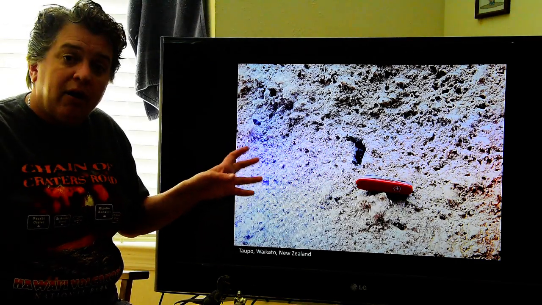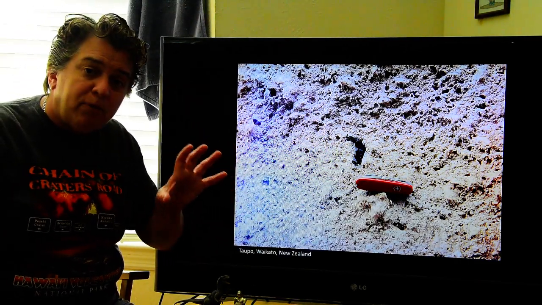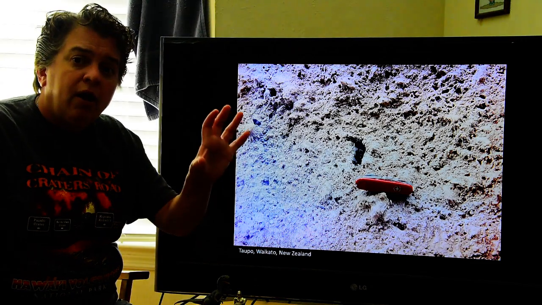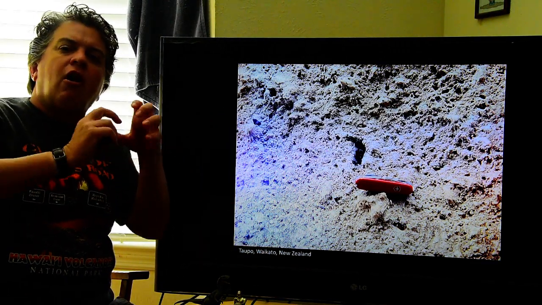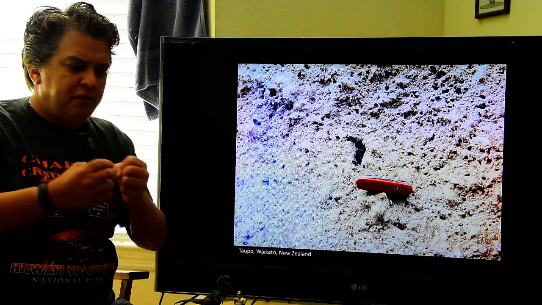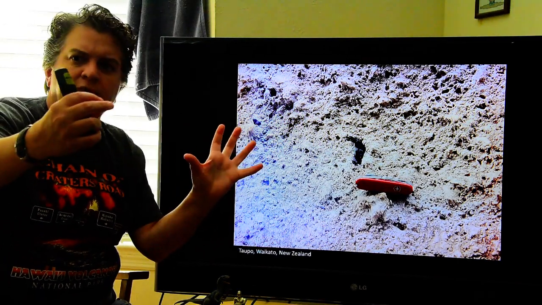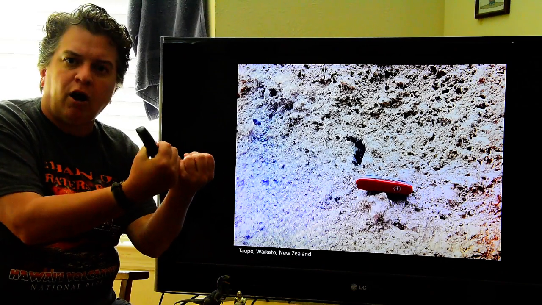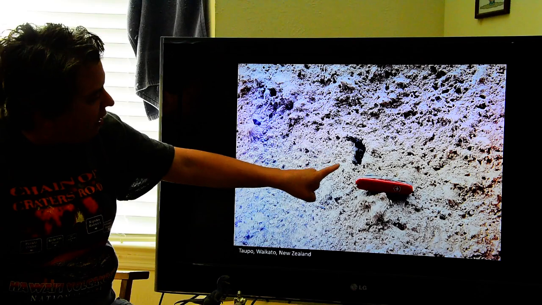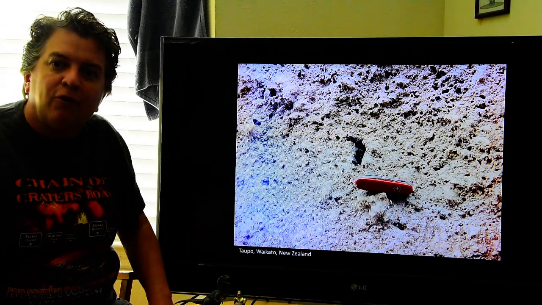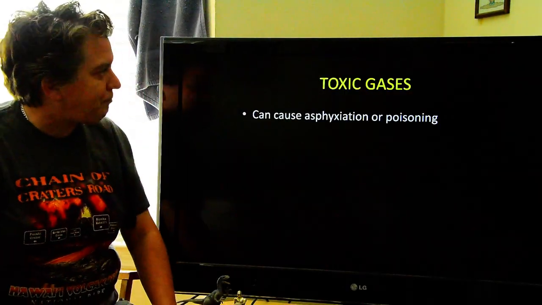Here's a special pyroclastic flow deposit. This pyroclastic flow went through a forest, and it was so hot, it basically carbonized the trees. So the force of it blasted the trees apart, and the heat of it carbonized them, instantly turned the wood into charcoal, and that's what we see stuck in this pyroclastic flow deposit right there.